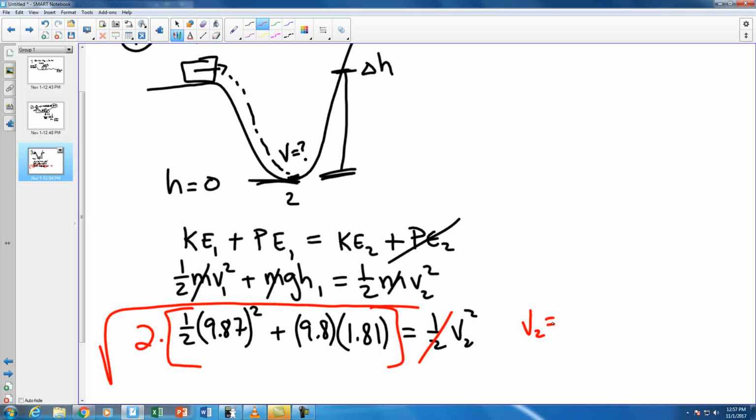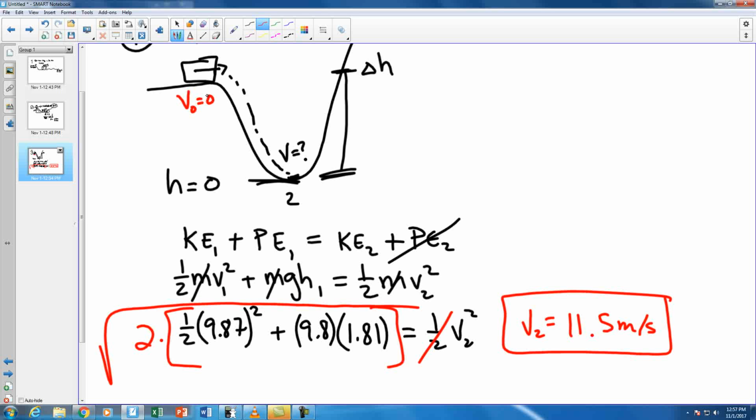So the velocity at the bottom of the hill will equal 11.5 meters per second. So there's part A of that question. Now part B. If this box's initial velocity was 0, and it was just given a little nudge off the edge, then it would have returned to the same height, because potential energy returns to potential energy. However, because it had an initial velocity that was not equal to 0, it's actually going to make it up higher. But the question is, how high?